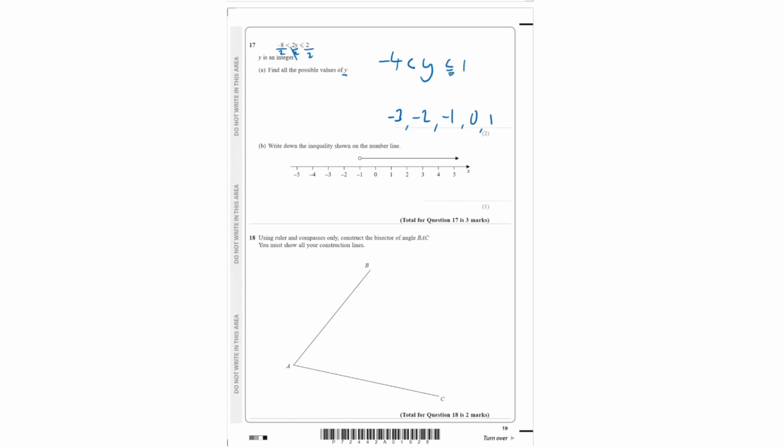Write down the inequality shown on the number line. So we can see here that it's moving from negative to positive. So that must mean greater than. It is not circled in. So what does that mean? If it's circled in, it has this equal sign below it.